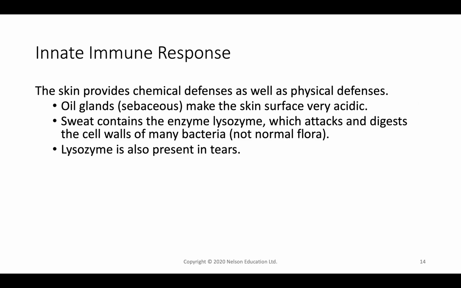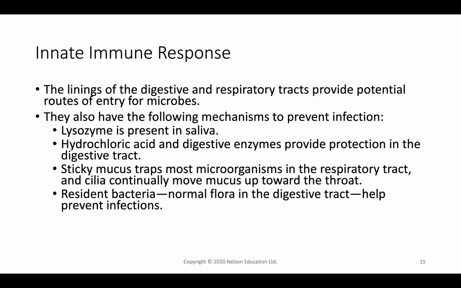These are openings to the external environment, and we want to make sure that we're killing anything that's going to try to invade our body, right? So again, because the linings of the digestive tract and the respiratory tract, as well as the reproductive tract, all provide routes that microbes can take to get into our body. And so we have to have chemical weaponry that we can try to prevent the infection with.